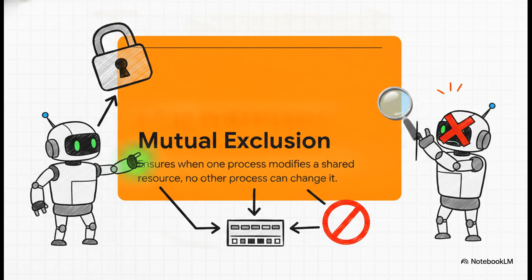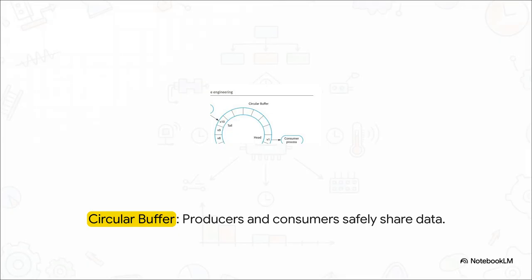But before we can solve the speed mismatch, we have to establish a foundational ground rule for shared resources, and it's called mutual exclusion. This is essentially a coordination mechanism, ensuring that when one process is modifying a shared resource, absolutely no other process can access or change it. It acts like a lock on a door. You cannot have 2 processes writing to the exact same piece of memory simultaneously, because if you do, the data becomes hopelessly corrupted. And this brilliantly illustrates the solution to our speed mismatch, the circular buffer.